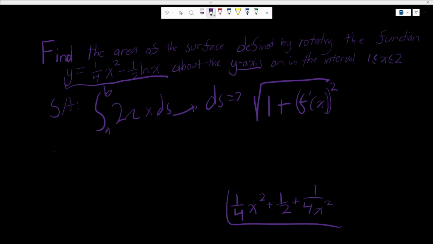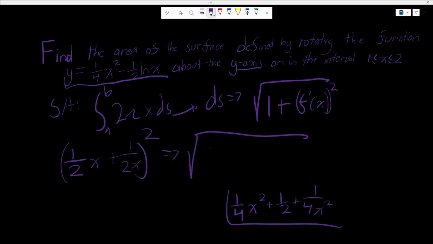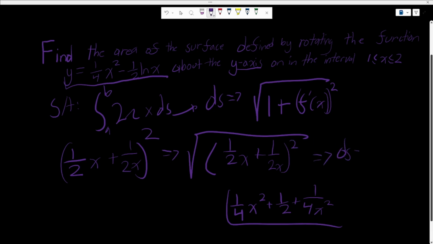So 1/4 x² plus 1/2 plus 1/(4x²), we can express that as (1/2 x + 1/(2x))². And now if we put that inside of our radical, we can notice that the square on the parentheses is going to cancel out with the radical that we have. And now for our ds, we can just notice that it's 1/2 x plus 1/(2x).